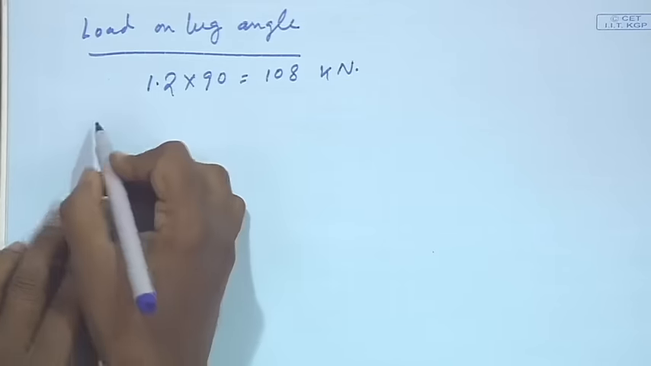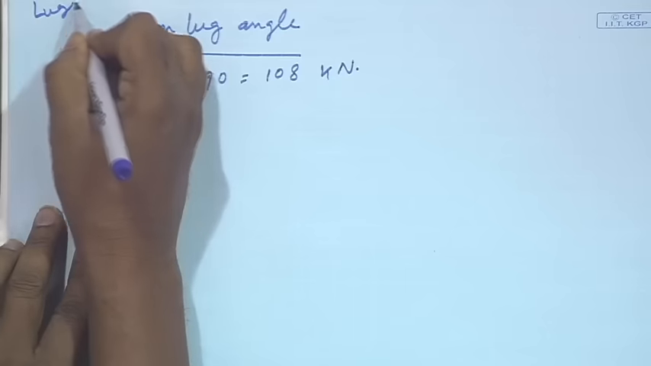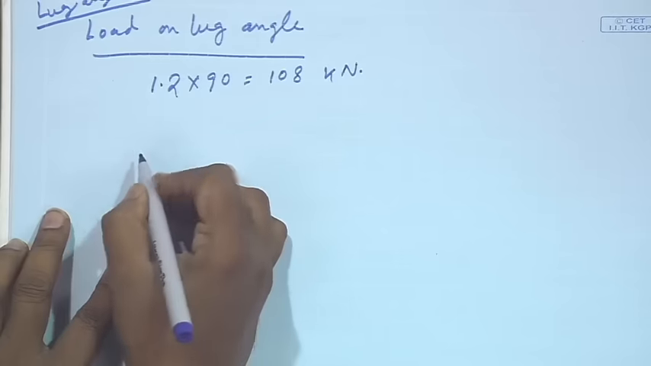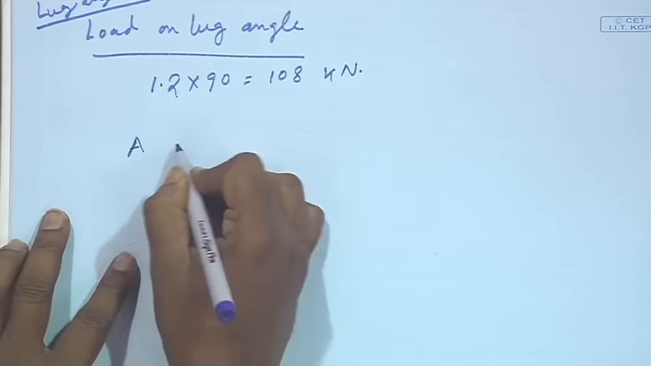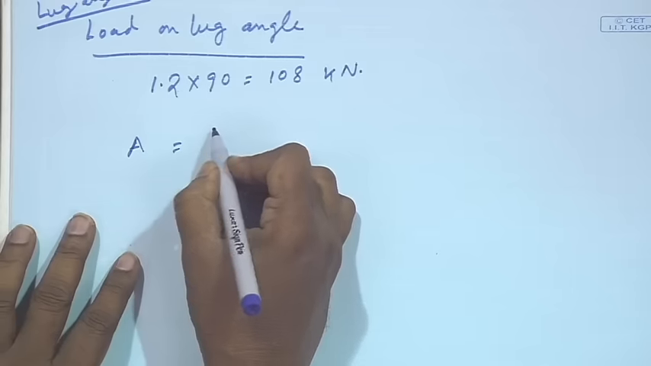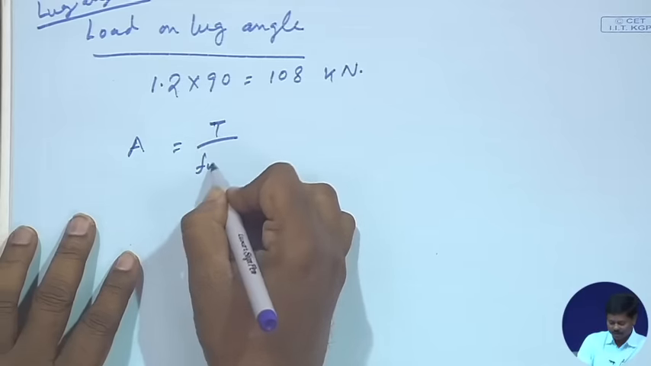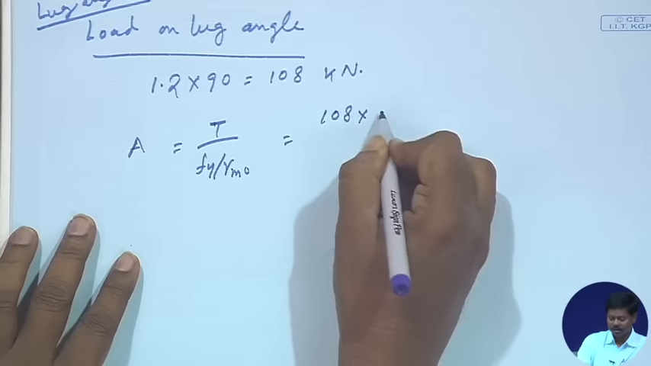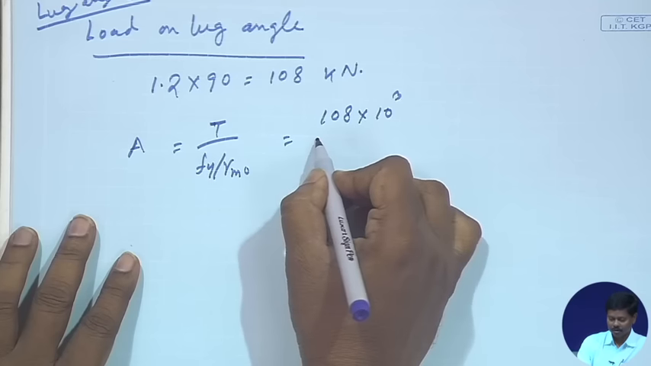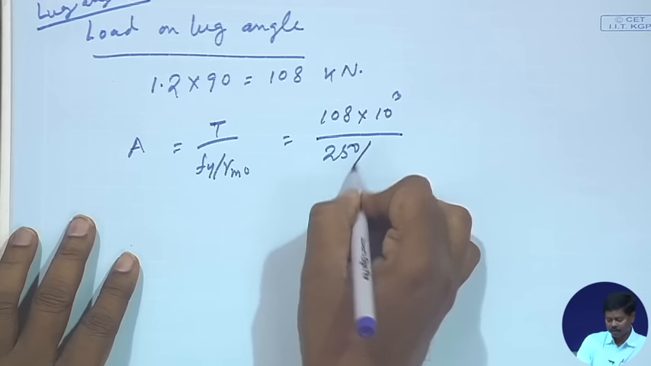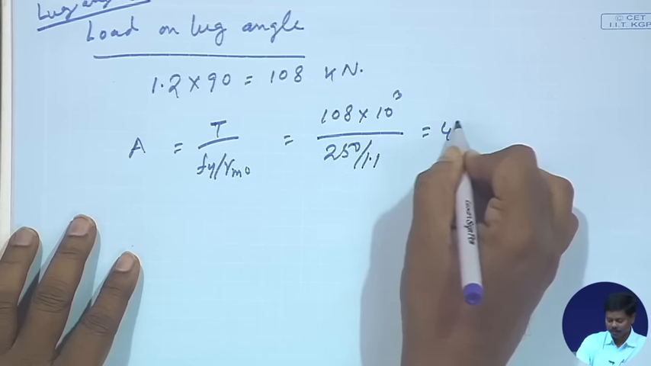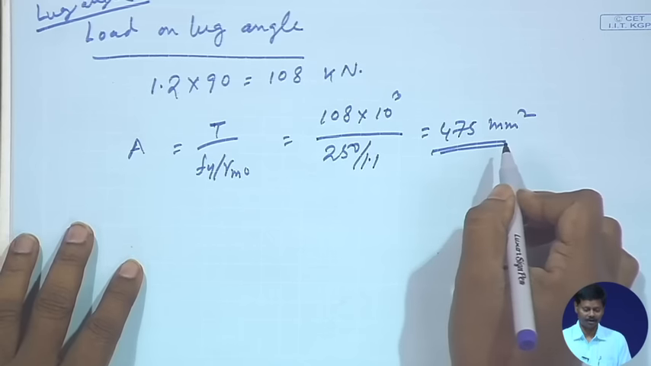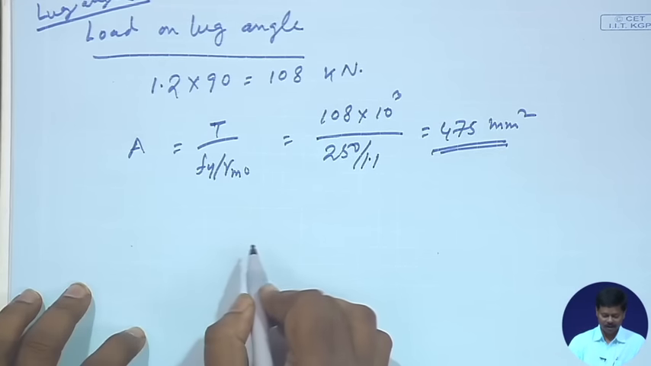That means, net area required for lug angle. Now, for lug angle we will try to find out the section size. So, net area required will be T by F y by gamma m0. That means, T is here 108 kilonewton, I am making it into Newton, then 250 by 1.1, that will be 475 millimeter square. So, net area required is 475 millimeter square. So, we can select a suitable size of the lug angle.